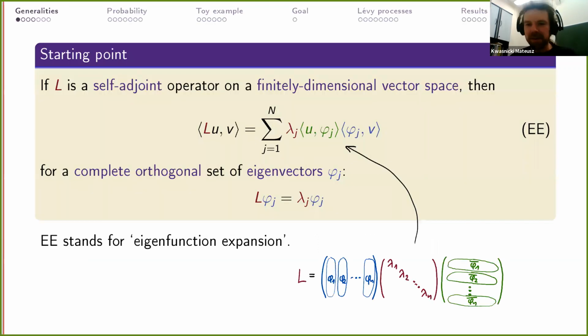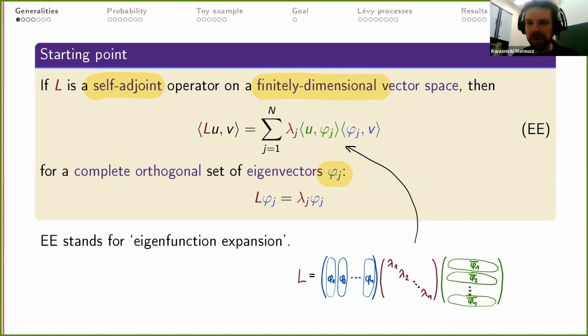Let me start with something very basic. So consider a self-adjoint operator on a finite dimensional vector space, so just a square matrix. Then it's well known that we can write it in a diagonal form in the basis of eigenvectors. So there is a complete orthogonal set of eigenvectors that we call phi j.